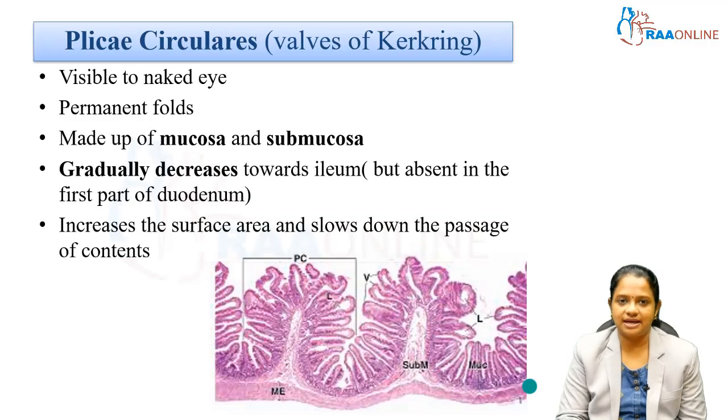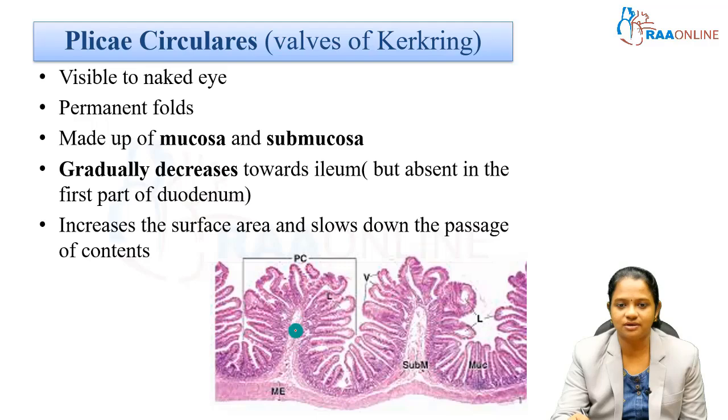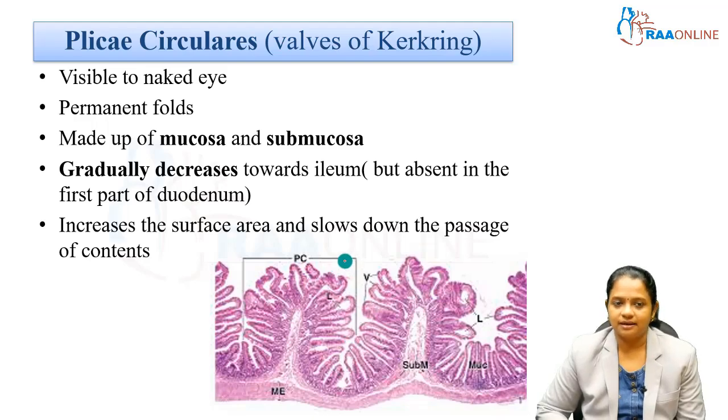The plica circularis are visible to the naked eye. They are permanent folds made up of mucosa and submucosa. So, here you can see a core of submucosa covered with mucosa. The whole thing is one plica circularis. The plicae gradually decrease towards the ileum, but are absent in the first part of the duodenum. They increase the surface area about 4 folds, and importantly slow down the passage of contents so that the food has sufficient time for getting digested and the digested products sufficient time for getting absorbed.